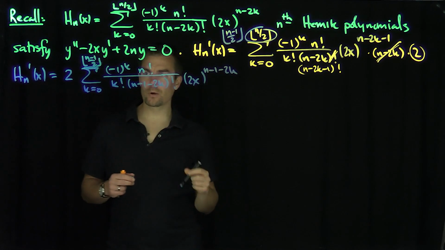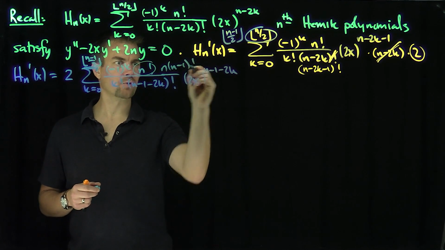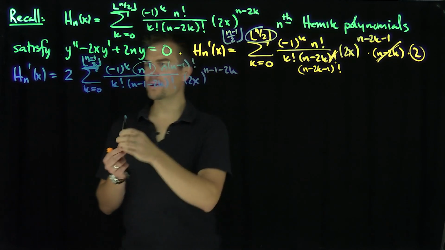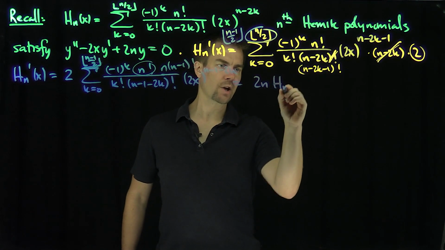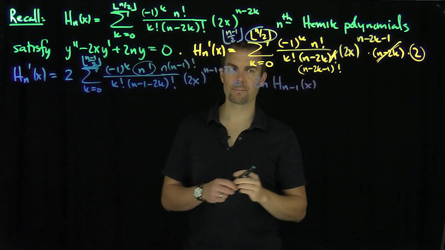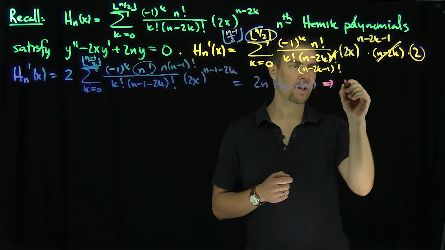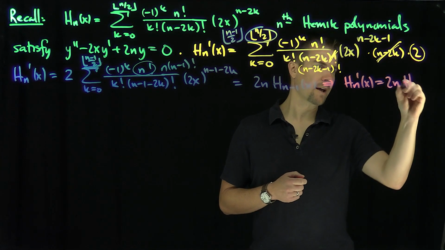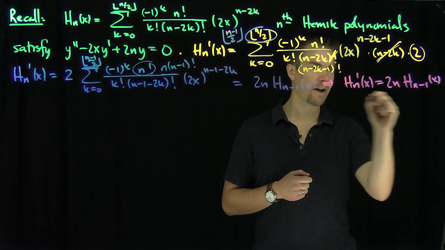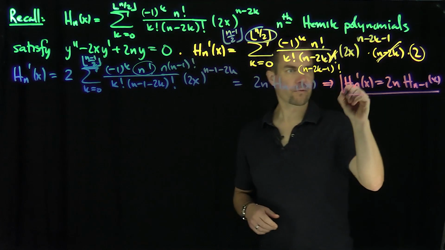And now this is very close to another Hermite polynomial. If I write this as n times (n-1)!, then all the n's have been replaced with n-1. So this thing is really just 2n and then H_(n-1)(x). Beautiful. So we have a recursion relationship for the derivative of these Hermite polynomials: H_n'(x) = 2n H_(n-1)(x). Excellent. That's our recursion relationship for Hermite polynomials.